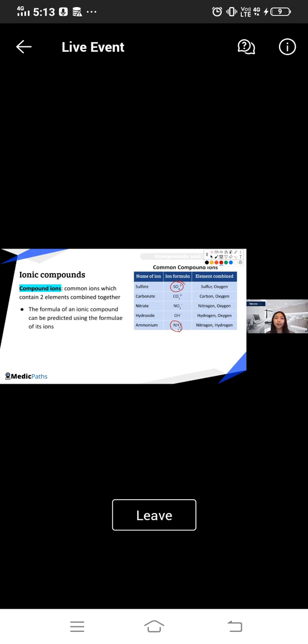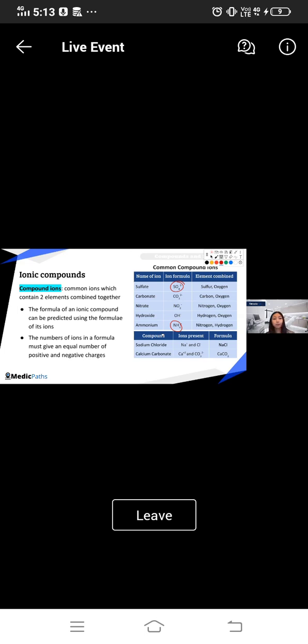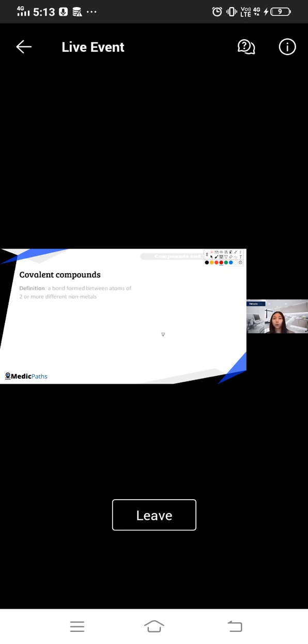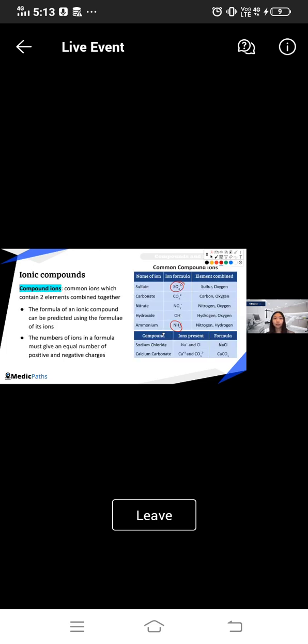So the formula of an ionic compound can then be predicted using the formula of its ions. The number of ions in a formula must give an equal number of positive and negative charges. So let's think of an example over here. Magnesium, for example, often likes to lose 2 electrons, so Mg2+, okay? You just need to know that. There is a way to figure this out, but we'll go through that next week in the periodic table.